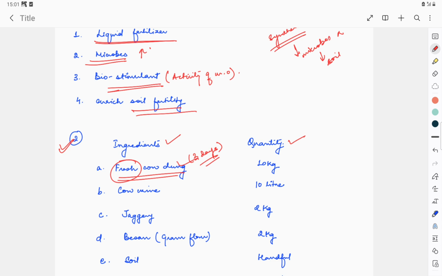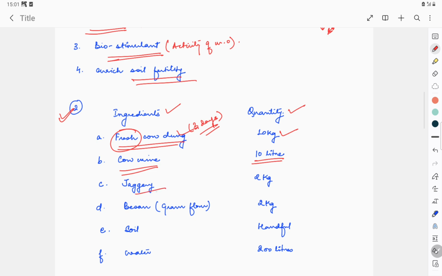But it cannot be dry. If it is dry, it is not going to show the importance or the activity that we need. So we need 10 kg of fresh cow dung. Cow urine, it has to be fresh, but there is no kind of restriction or point to ponder in the cow urine section. So cow urine we need 10 liters.